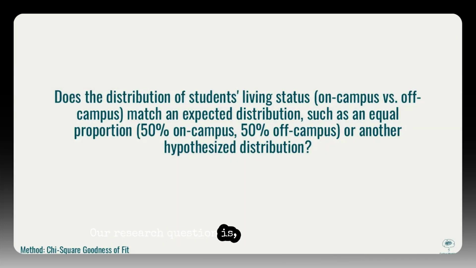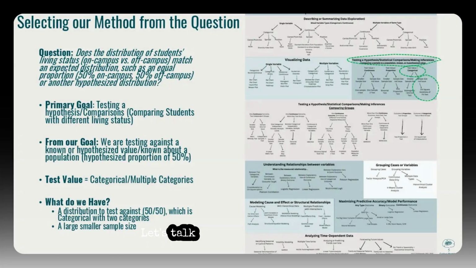Our research question is, does the distribution of students living on campus versus off campus match a specific expectation, like a 50-50 split? Or do the actual counts suggest something very different? Let's talk about how we landed on the chi-square goodness of fit test.